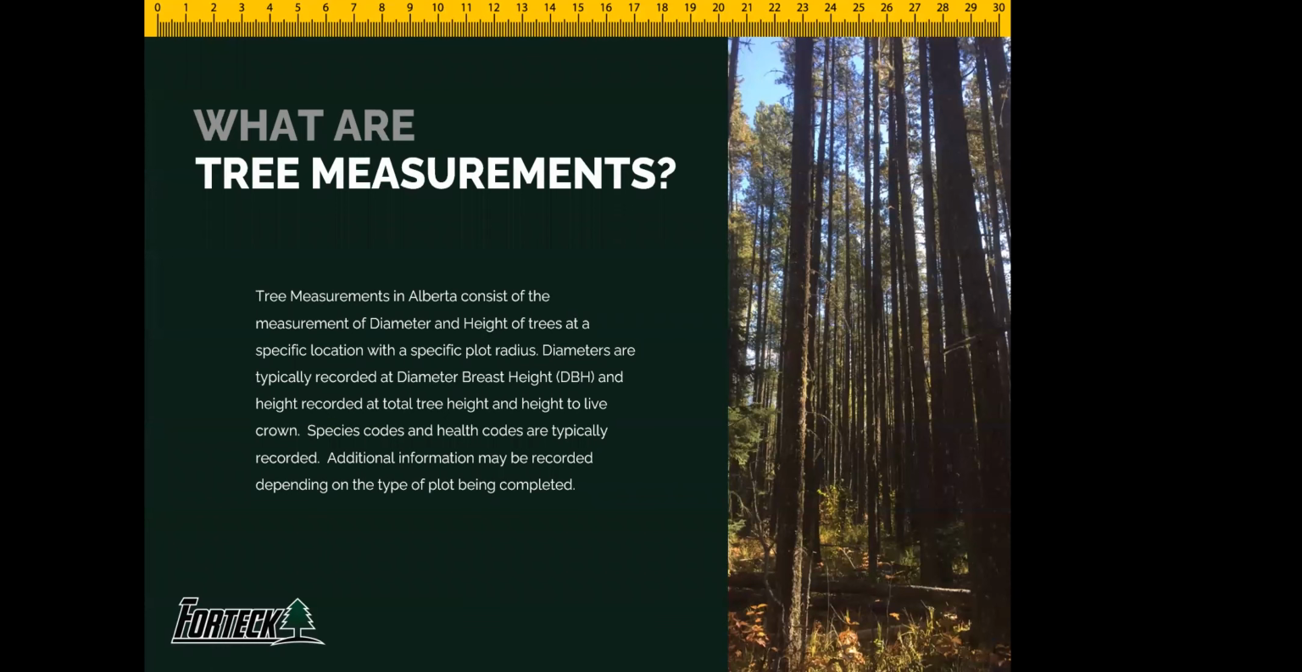So what are tree measurements? Tree measurements in Alberta consist of measurement of diameter and heights of trees at specific locations with a specific plot radius. Diameters are typically recorded at diameter breast height, and the height recorded as total tree height and height to live crown. Species codes and health conditions are typically recorded. Additional information may be recorded depending on the type of plot being completed.